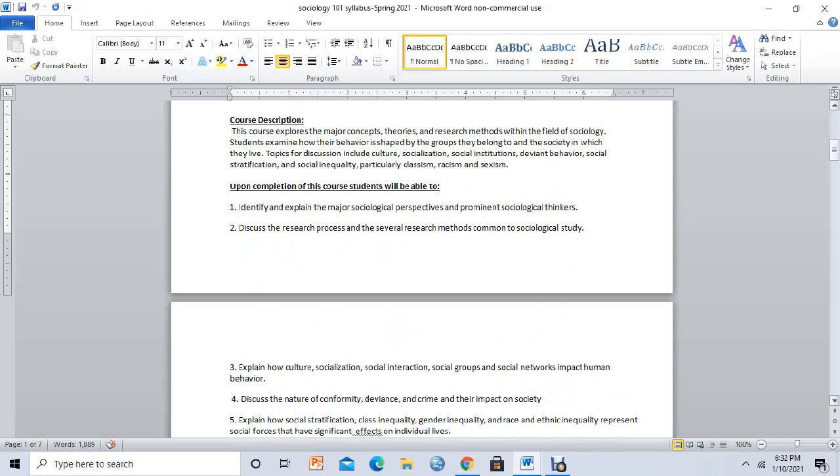Within the field of sociology, students examine how behavior is shaped by the groups that we belong to and by the society in which we live. Topics for discussion, which is huge. To me, culture is always huge. Culture is for every ethnicity, every race. There's a form of culture that has something to do with more of a biological trait.